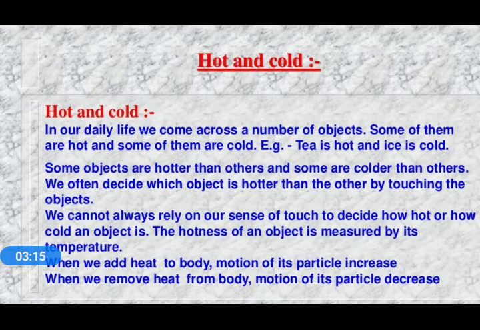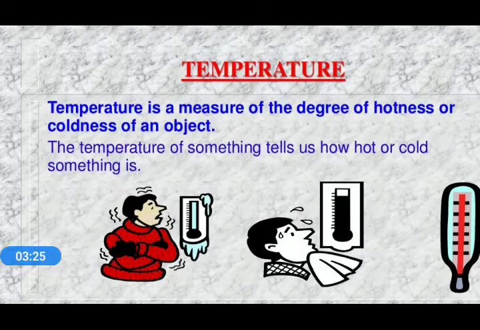So that is how we can scientifically decide, and the scientific term is called temperature. Okay, now we will move on to the next slide. What is temperature? Again I'll quote this definition. Temperature is a measure of the degree of hotness or coldness of an object. The temperature of something tells us how hot or cold something is.